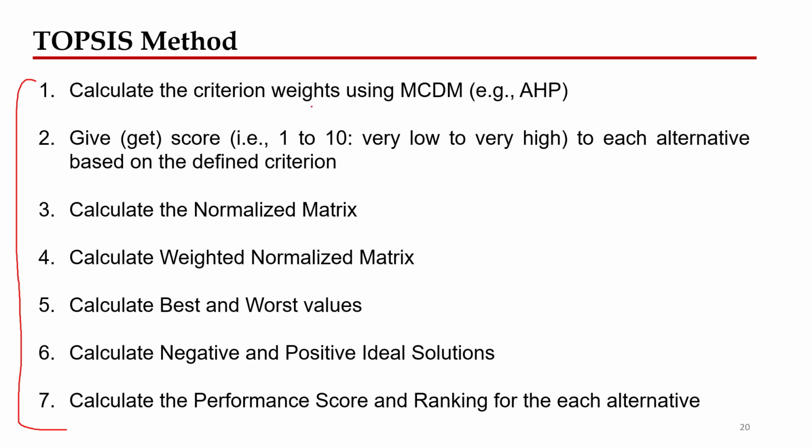The first step is to calculate the weights of the criteria using either AHP or the best worst method. Once we have done the criteria weights using one of the methods, then we are going to give the score of every alternative. You can use a scale from 1 to 10, which is very low to very high, against every criterion.